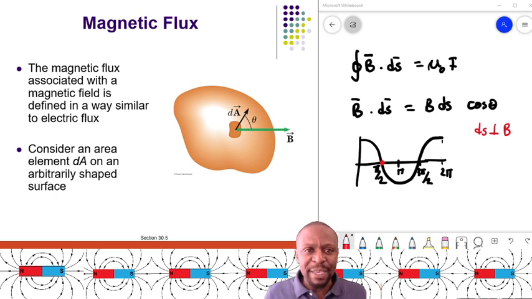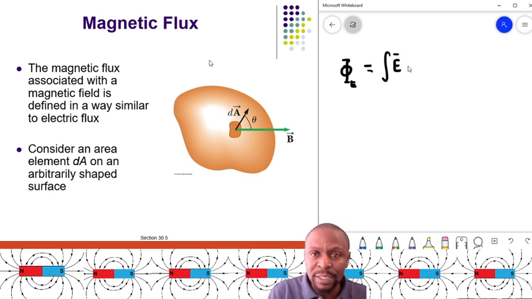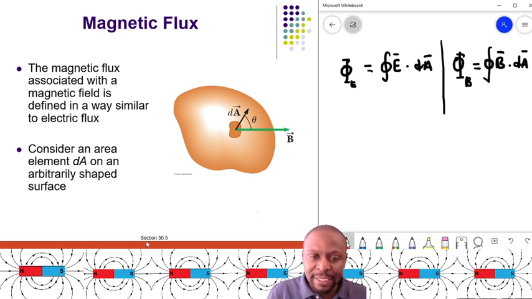Now, let us talk about the magnetic flux. The magnetic flux associated with the magnetic field is defined in a similar way as we have done with the electric field. I just want to remind you, you remember the flux for the electric field was given by the integral of E dot dA. Therefore, the magnetic flux must also be, because it's B here, the integral over a closed path of B dot dA. And that dA is a vector perpendicular to the surface area, as shown in that diagram. Right.